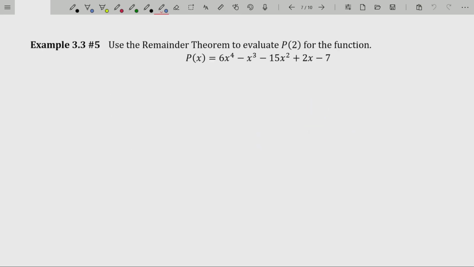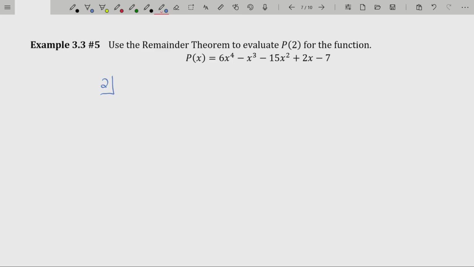Now, obviously, I think this is so important that I'm actually doing a second example. Generally speaking, one example is pretty good with the remainder theorem, but this is a great example right here. Imagine that you were to plug 2 into this function. You have 6 times 2 to the 4th minus 2 cubed minus 15 times 2 squared plus 2 times 2 minus 7. And you have a lot of powers. Things kind of power up very quickly.